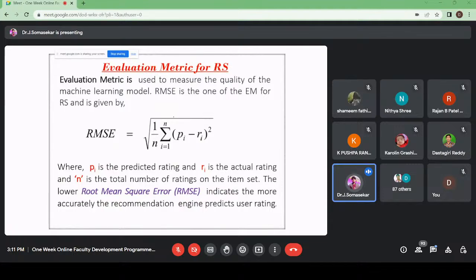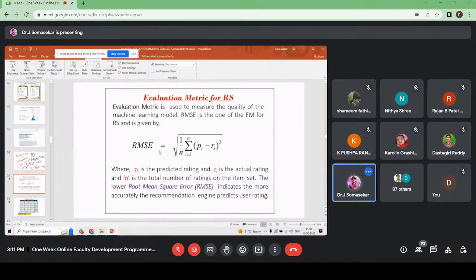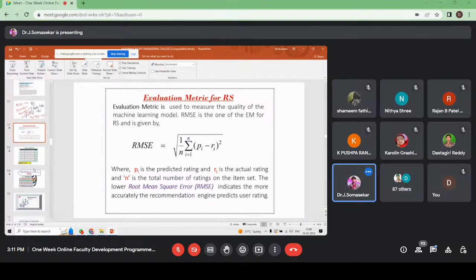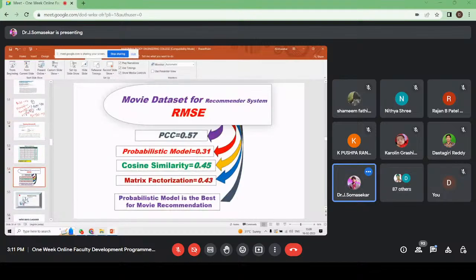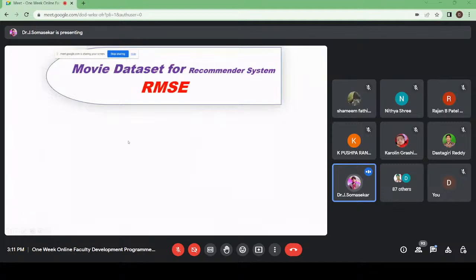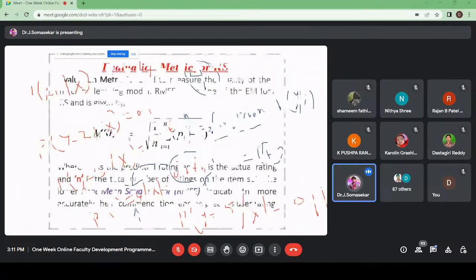Evaluation, I will skip because we don't have time. Just let me skip this one. So evaluation is mandatory. Here basically we are looking at the actual rating and predicted rating, and finding the RMSE value. A lower RMSE value gives a more accurate model. That is the meaning here. Otherwise, let me cover this also, just a second. It will take less time only.